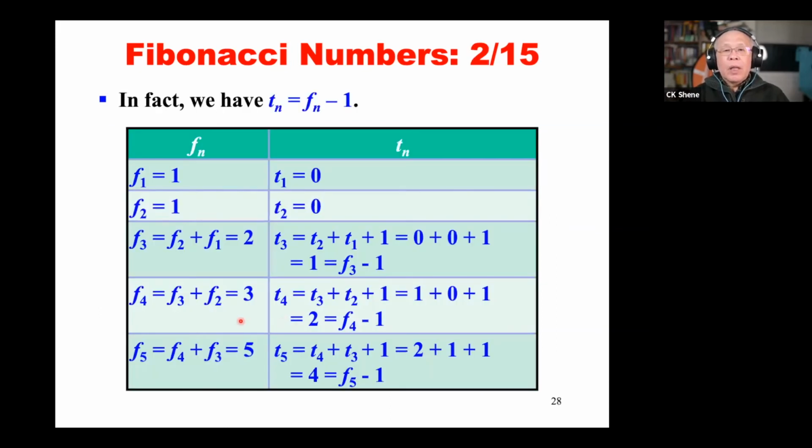So actually, we have Tn equals Fn minus 1. Let's verify by some observation. F1 is this. And because when we compute F1, we don't need any addition. It does the same for T2. When we compute F3, we compute this one, we need this number of additions. We compute this one, we need this number of additions. And then we did 1 more, which is this one. So the number of additions is 1, which is F3 minus 1. So you can verify F4 and F5.